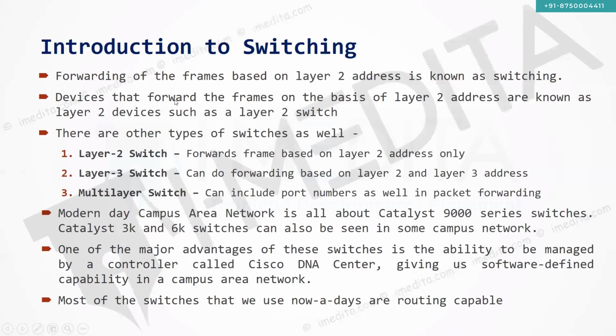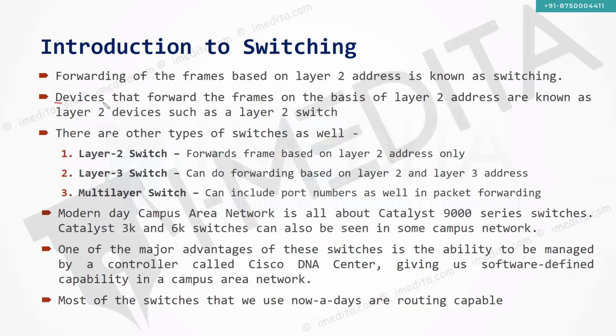So, introduction to switching. Obviously, we should know what switching is all about. Forwarding of frames based on layer 2 information is called layer 2 switching. But if you are forwarding your data, like IP packets, based on layer 3 information, that's called layer 3 switching. And that is why we have layer 2 switches as well as layer 3 switches, right?